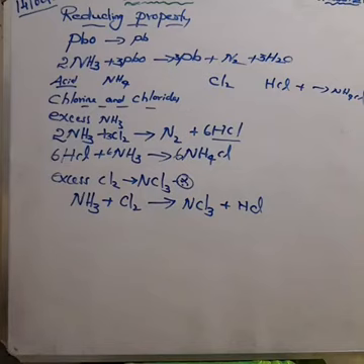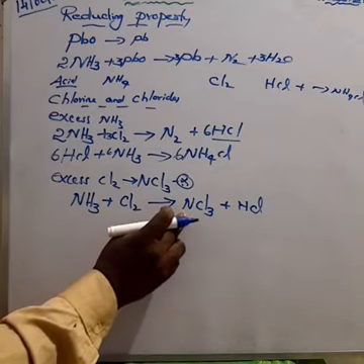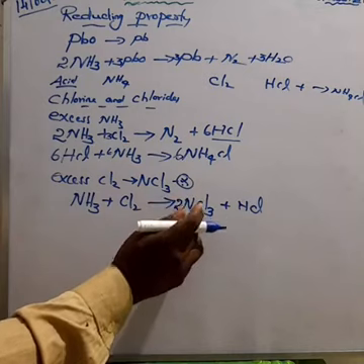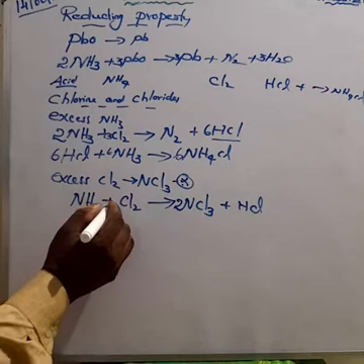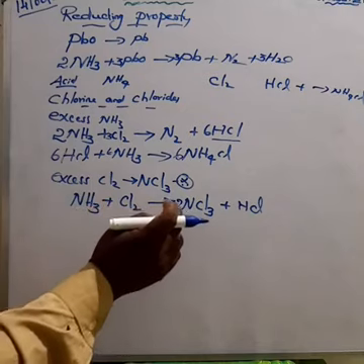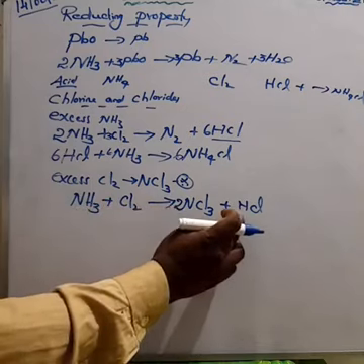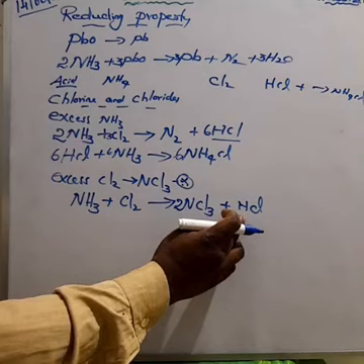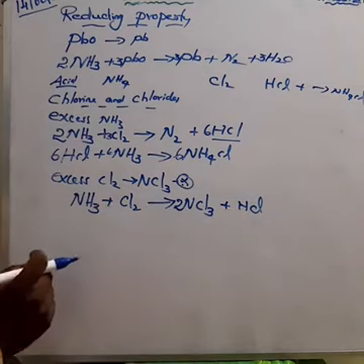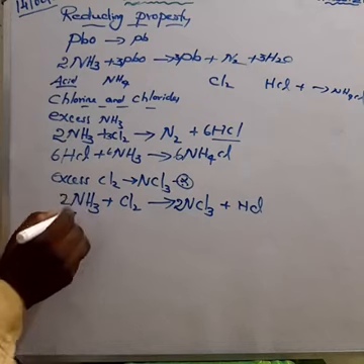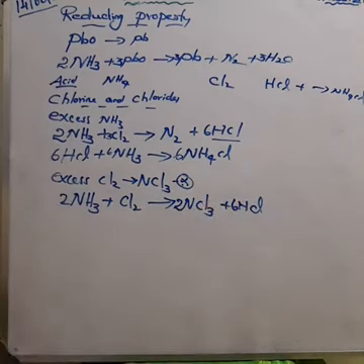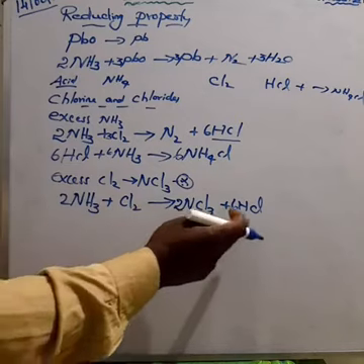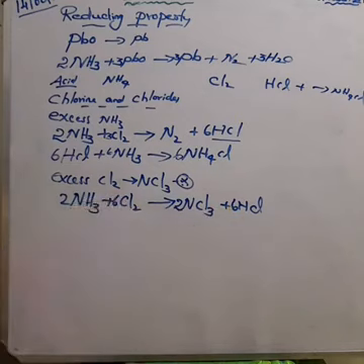So first you have to make it 2 here, the product side, 2 nitrogen trichloride. So how much chlorine is there? 6 chlorine. The reactant side, make it, before that, how much nitrogen is there? 2 nitrogen. So make it 2 nitrogen on the reactant side. How much hydrogen is there? 6 hydrogen. So the product side, 6 hydrochloric acid. Now how much chlorine is there? 6 plus 6, 12. So make it 6 here. 6 into 2 is equal to 12. Equation is balanced.